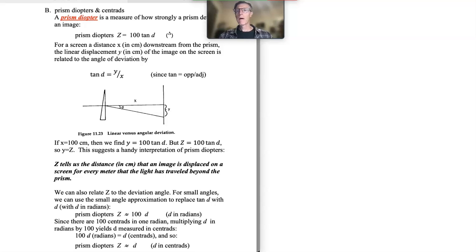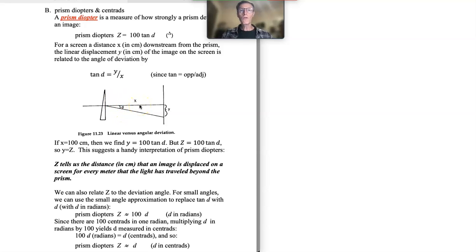Hi, I'm going to talk about this section in the notes about prism power. From lab, you played around with prisms and you found that fundamentally what prisms do is bend the light. And so as we show in this figure here, we have a light ray coming in and it hits the prism, and the light is deviated by some angle d, and that's the deviation angle.